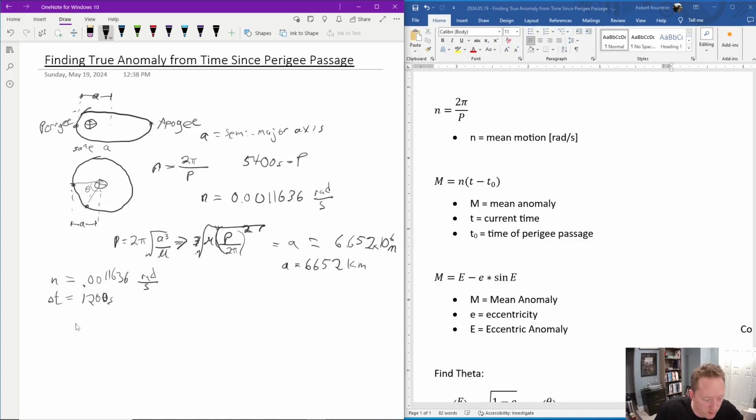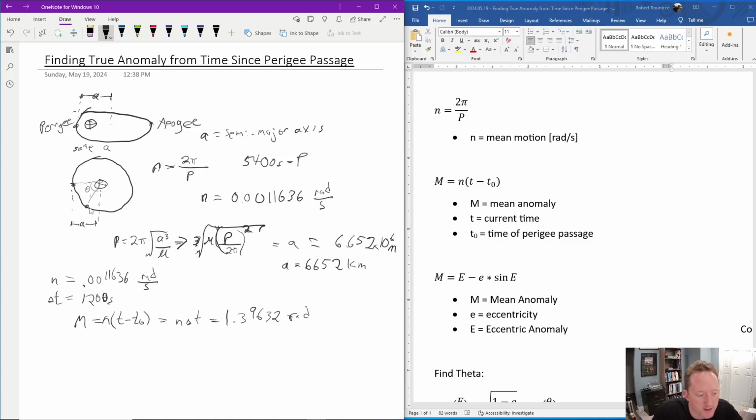So you can calculate your mean anomaly then as M equals n times (t minus t naught), or n times delta t, which equals 1200 times 0.0011636, which is 1.39632 radians. That is this angle right here, this theta. That's the angle you've traveled through.